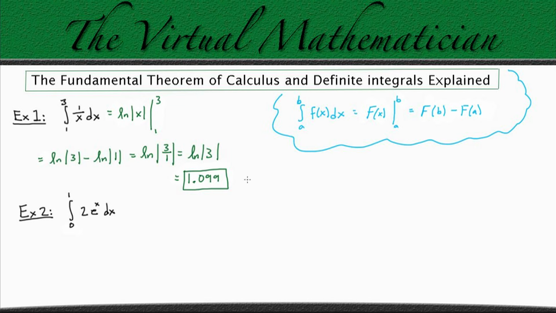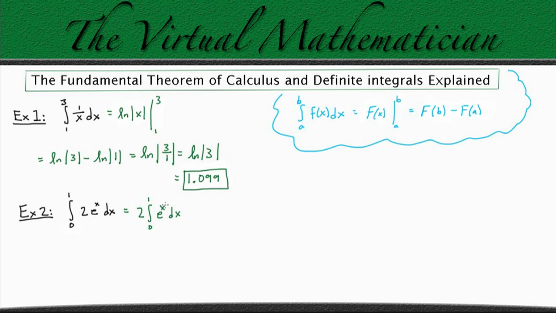Okay, now let's look at example number 2. Example 2 says, evaluate the integral from 0 to 1 of 2 times e to the x dx. So the first thing to notice is that we have a constant 2 here. Whenever we have a constant, we can always pull that outside of the integral. So this is going to equal 2 times the integral from 0 to 1 of e to the x dx.